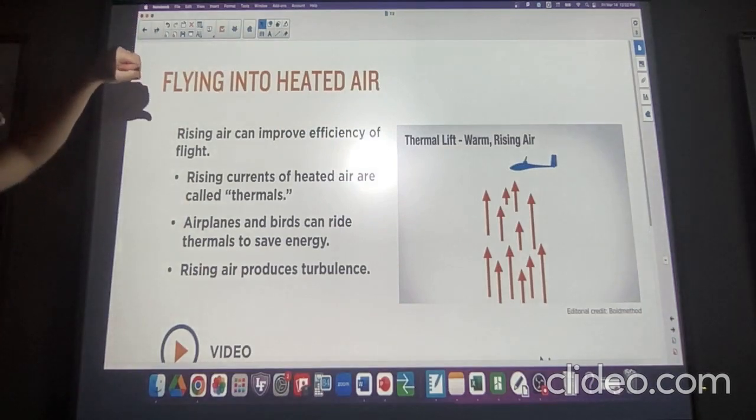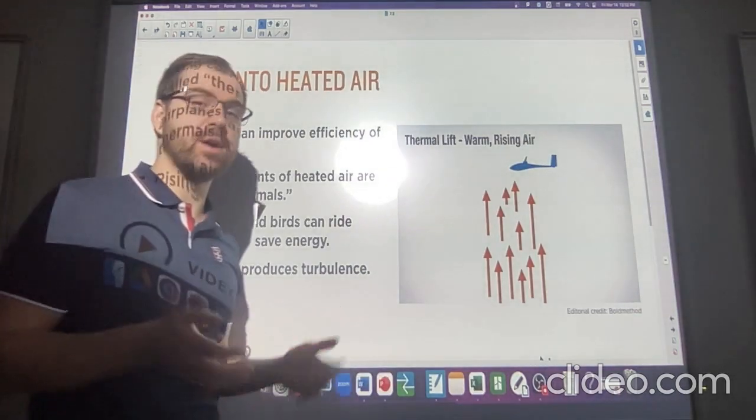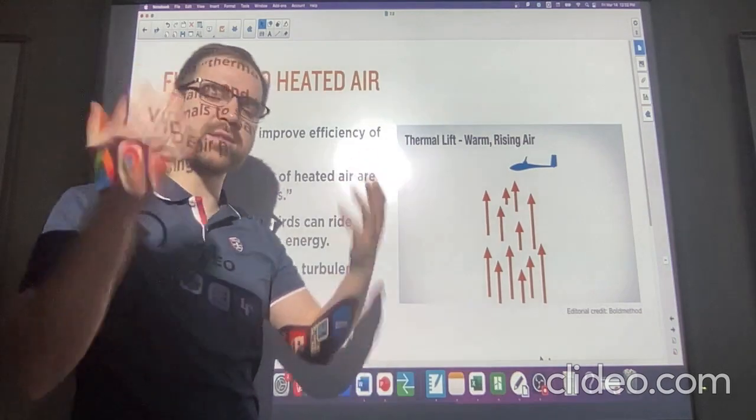All right, thermals, not as much to say about that. If you fly through the warm rising air, you're going to get more lift. The rising air is going to push you up.